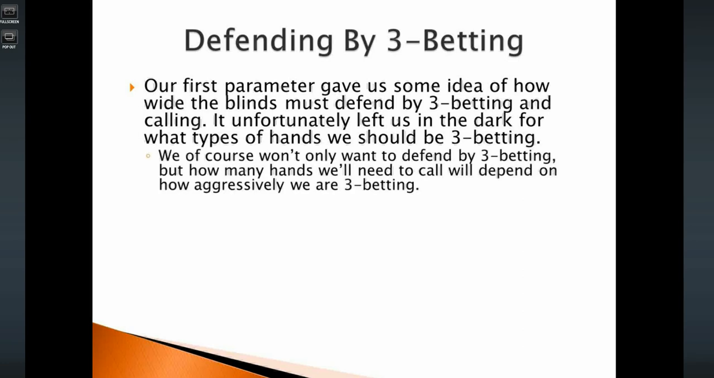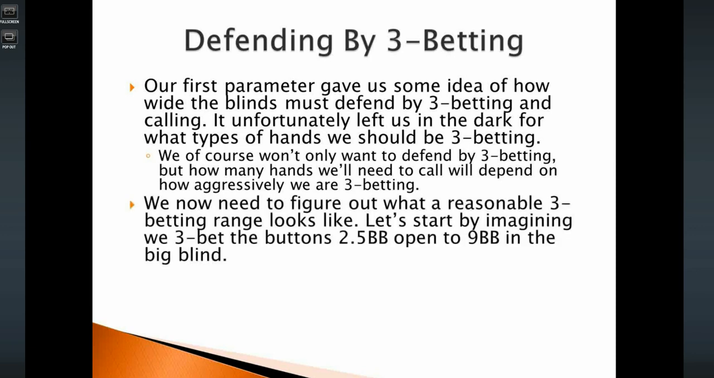We of course won't only want to defend by 3-betting, but how many hands we'll need to call will depend on how aggressively we are 3-betting. Remember, we're trying to make our opponent indifferent to opening the worst hand in his theoretically correct button opening range. If we're 3-betting him a whole bunch, we're not going to need to call very often, because when we defend, he's usually losing his open since he faces a 3-bet. If we're not 3-betting very often, we're going to have to call a ton. We now need to figure out what a reasonable 3-betting range looks like.